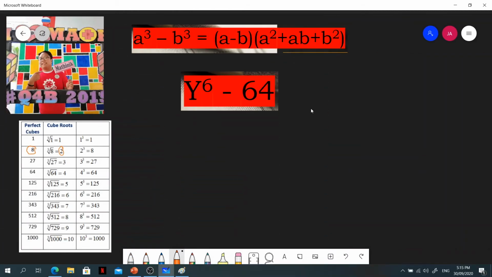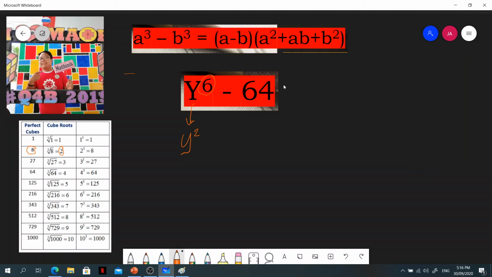Okay, sample number 2. We have here y to the 6th minus 64. Okay, so, ang una natin gagawin, diba, is to get the cube root of both terms. Yung y to the 6th at saka 64. Ano ang cube root ni y to the 6th? Diba, kapag variable, ang focus natin ay exponent. And we have to divide the exponent by 3. Okay, so y na to. Yun na yung cube root niya. Tapos, 6 divided by 3, the answer will be 2.